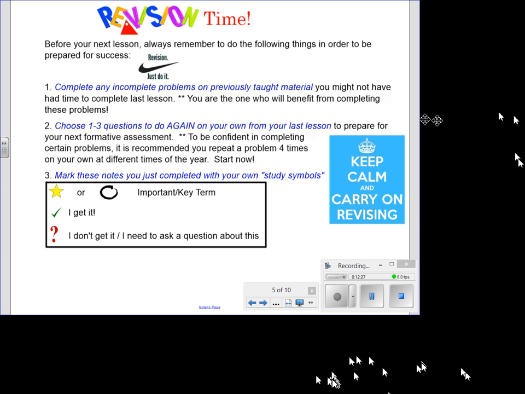And then the last one, see if you guys can mark your notes at all. So I walked you through some of the basics of this lesson. See if there's anything that you can star if it's important, or check it if you say, I totally get it, or maybe there's a red question mark, I really don't get this, I need to ask Ms. Ensign tomorrow. Or maybe circle an item if you think it's really, really important, okay?